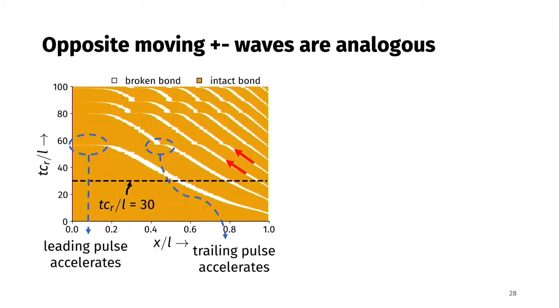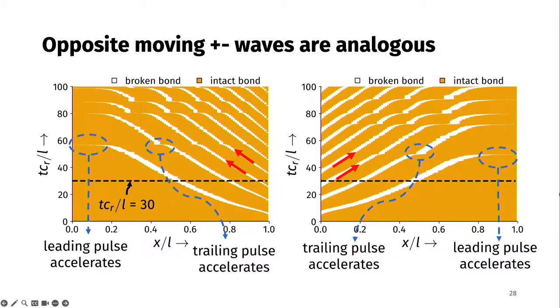So these two waves are analogous. If I draw a space-time diagram for this opposite moving wave, the negative wave, you will get the same type of features again. There's nothing different here. If you compare it with the one I just showed you, it just looks like a mirror image of the other. Right? So pushing and pulling are analogous.